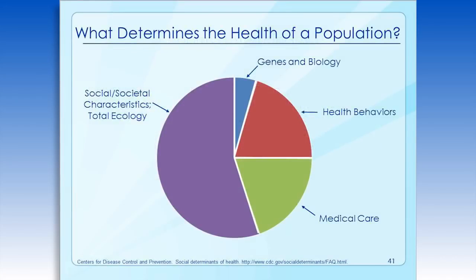This chart is an estimate of how these four major categories of health determinants influence health at the population level. The chart shows that healthcare is not the major factor determining our health, yet it represents a substantial portion of the United States budget. Most of what determines our health, you'll see at the population level, are the social and societal characteristics, whereas genes and biology have the least amount of influence. And then health behaviors, again, a pretty substantial amount, but it's really the social and societal characteristics and the ecology, including the person's environment, that has the greatest impact.